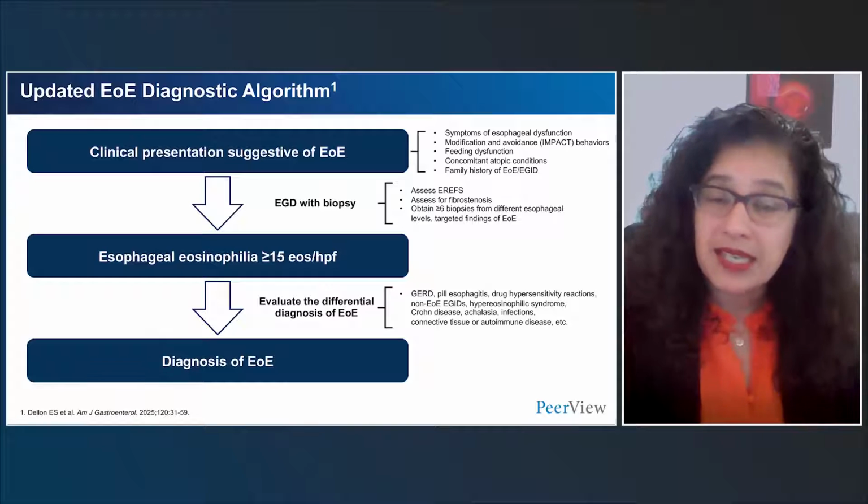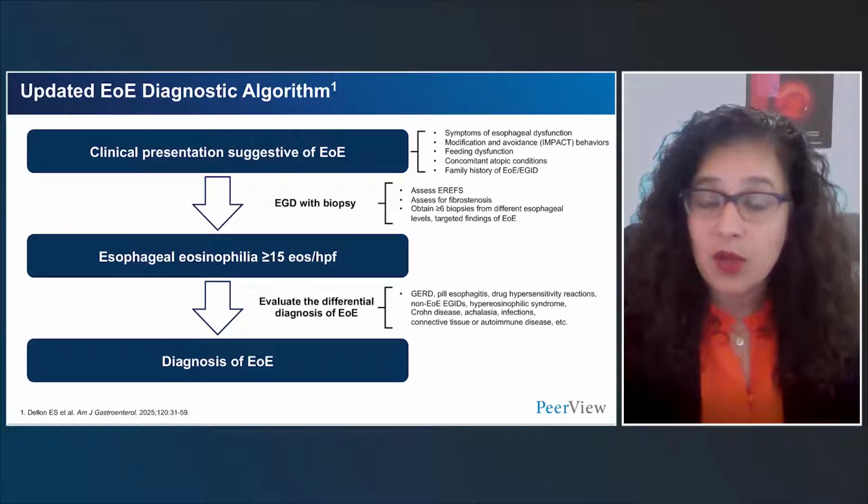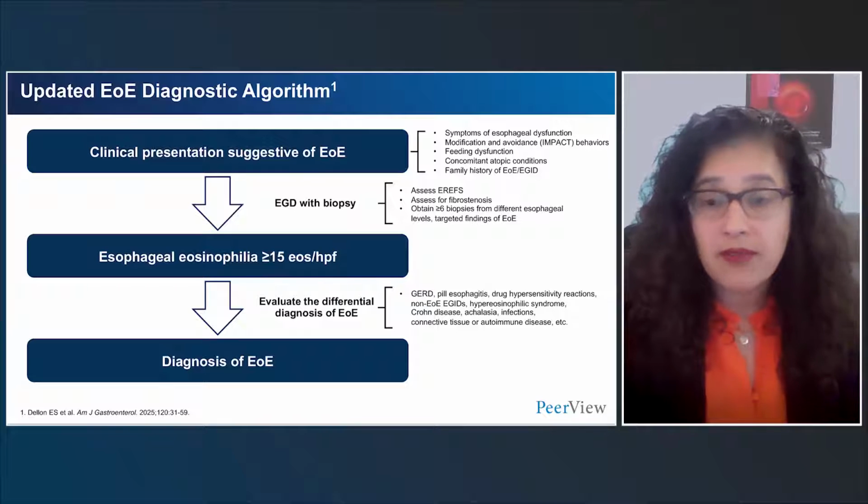Some important things to consider when you're ruling out these other causes of eosinophilia are reflux esophagitis, drug hypersensitivity, non-EoE agents, hypereosinophilic syndrome, Crohn's disease, achalasia, infections, and connective tissue or autoimmune diseases.